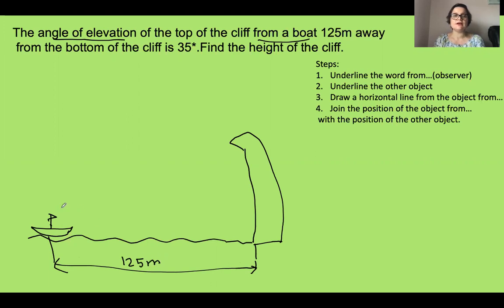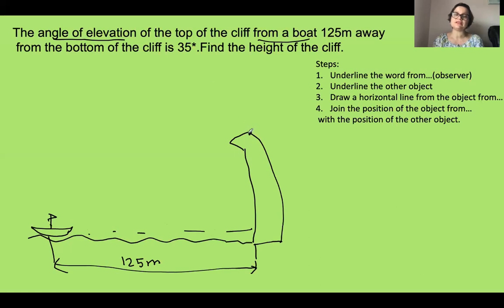And from the bottom of the cliff the angle is 35 degrees, so the angle of elevation is 35 degrees. So how do you draw this angle of elevation? It's from the boat. Here's the boat, and from the boat the horizontal line goes like here. And the other line joins the top of the cliff.